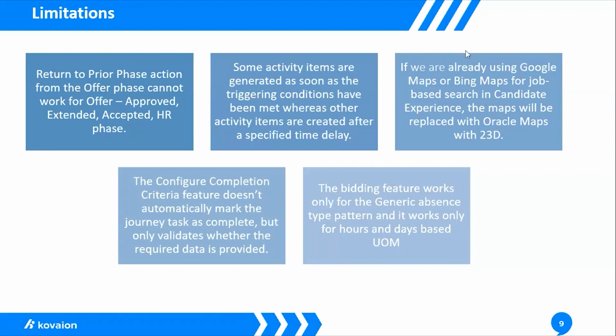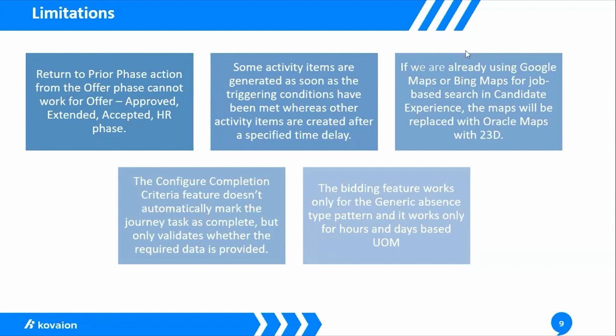So we do have limitations in 23D2. For the first feature in Oracle Recruiting Cloud, return to pre-offer phase, we can't select that particular action once the offer has been approved, extended, accepted, or is in the HR phase. When it comes to the recruiting activity center, some of the items are triggered as soon as possible, and some will not trigger as soon as possible. We have to write a scheduled process for that.